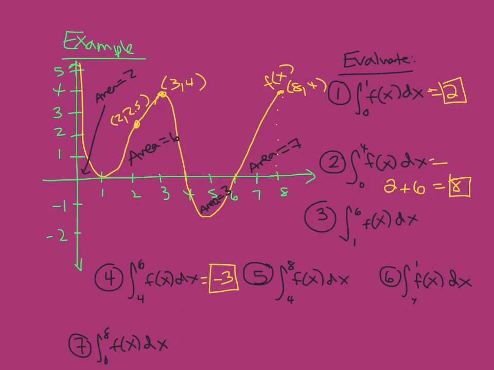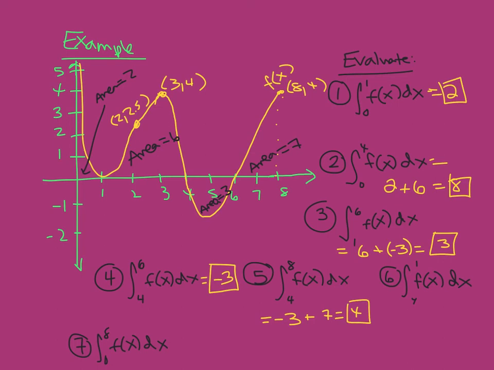Now I'm going to go back to 3. The area from 1 to 6, I'm going to add up the area that's 6 from 1 to 4, that's that first part. And then I also know from 4 to 6, it was -3. So I actually do need to do 6 minus 3. So the answer for the integral from 1 to 6 is actually going to be 3. For number 5, the integral from 4 to 8. From 4 to 6 is -3. From 6 to 8 is 7. So I get -3 plus 7, which gives me 4.